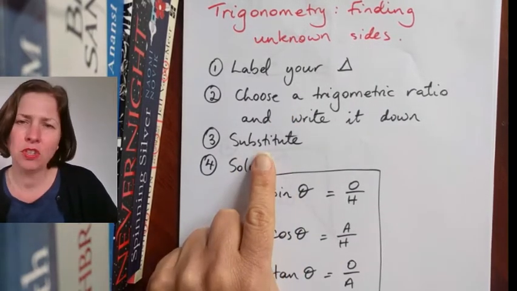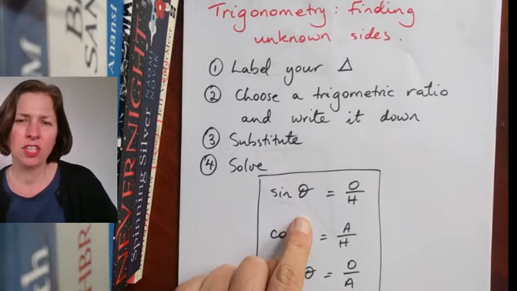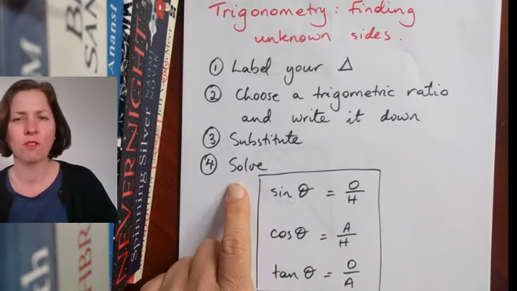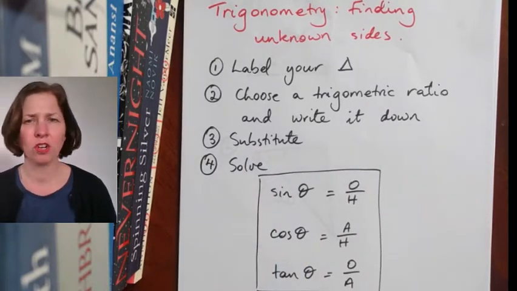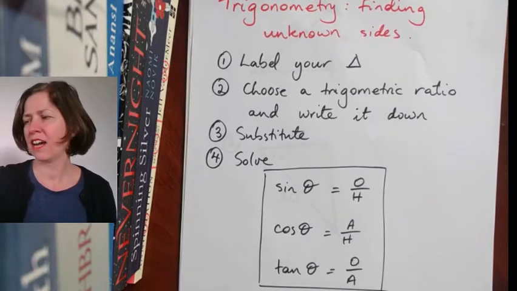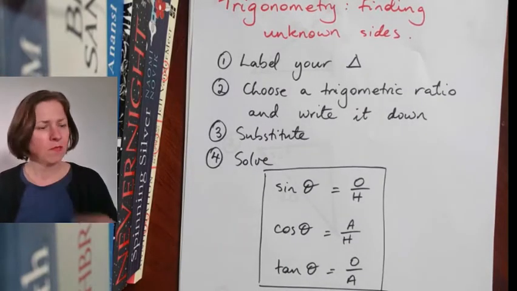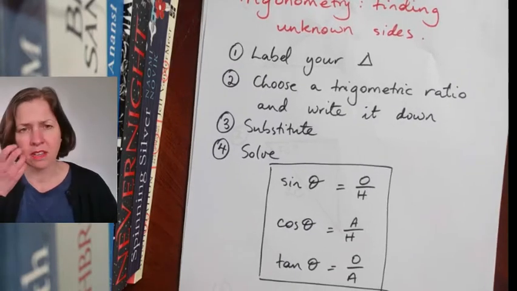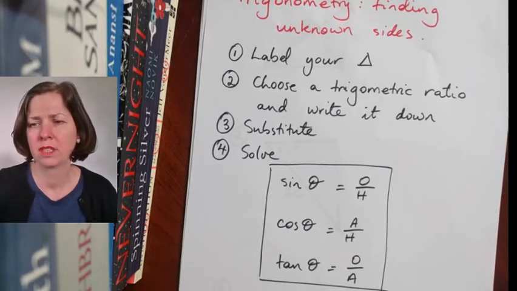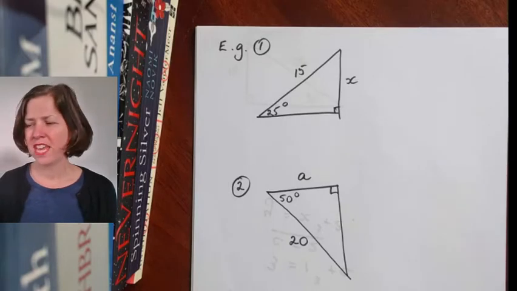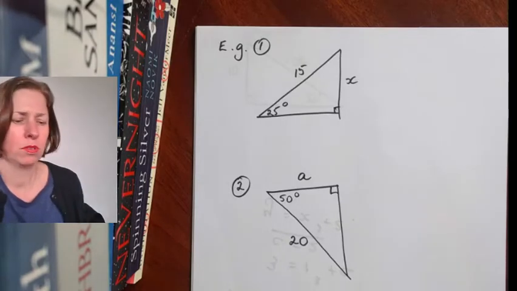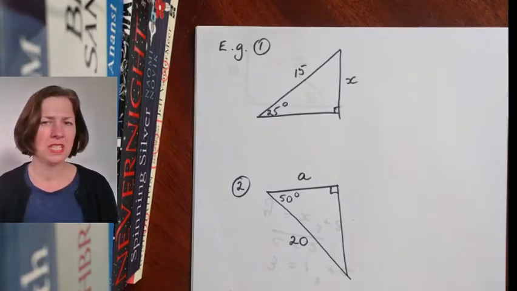Then we substitute the numbers that we have into the trig ratio we've chosen, and of course then we solve it and find our unknown. And we're going to need calculators, so make sure you've got your calculator handy and do the examples with me as I go. So there you can see my first two examples. Let's work through them together.